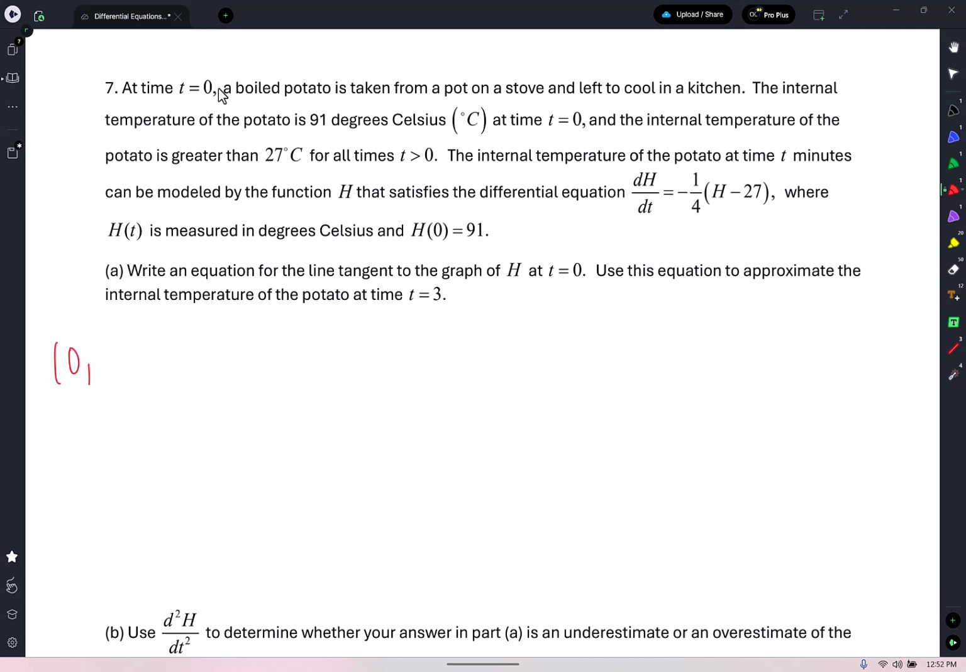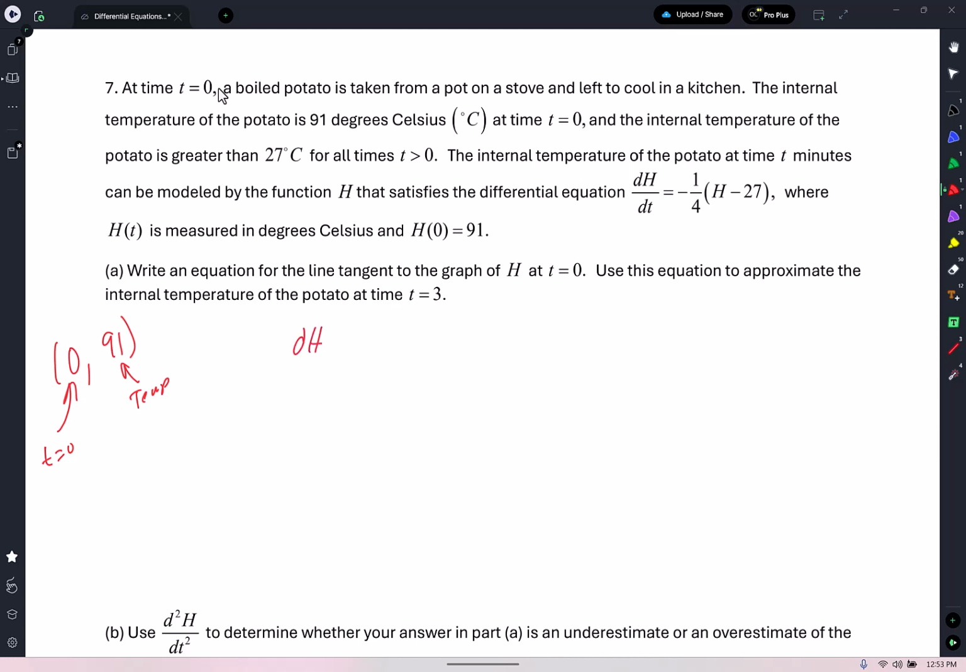So at 0, the temperature is 91. So my point is (0, 91). This is t equals 0, and this is your temperature, so that's your y value there. So here we go, guys. You guys ready? I need a point and a slope. This is my point. Now I need a slope.